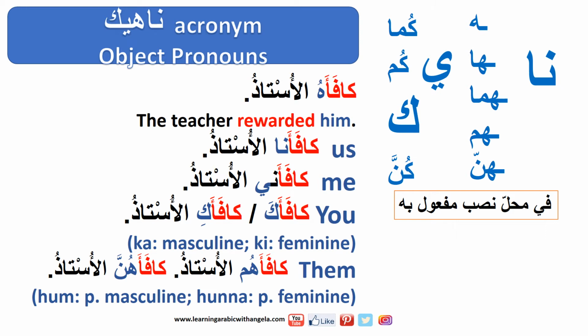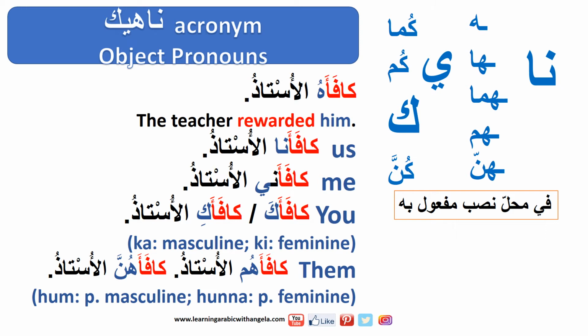So كافأه الأستاذ, the teacher rewarded him. كافأنا الأستاذ, the teacher rewarded us. كافأني الأستاذ, the teacher rewarded me. كافأك الأستاذ, the teacher rewarded you when addressing a male, so for the masculine. كافأكِ الأستاذ, the teacher rewarded you when addressing a female. كافأهم الأستاذ, the teacher rewarded them, so for the plural. كافأهن الأستاذ, the teacher rewarded them, and that is for the plural feminine.